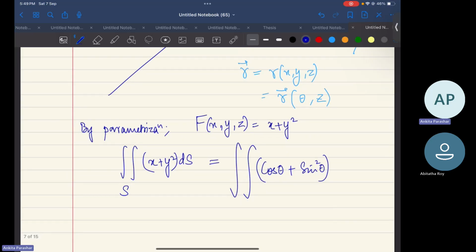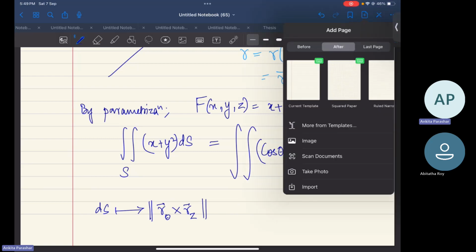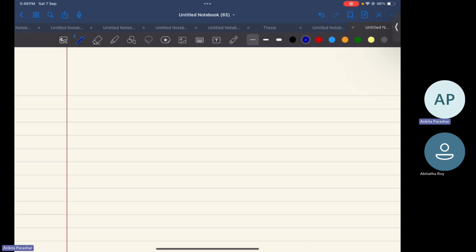But you remember how ds has changed? In this case, my parameterization is theta comma z. I would write here theta comma z. Is that okay? Now norm of, okay, let's compute this r theta and z first. Just a moment.